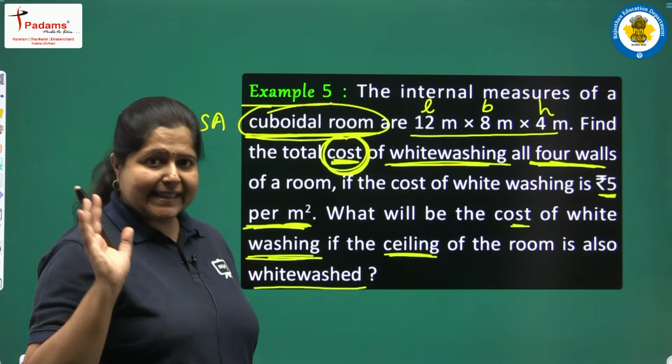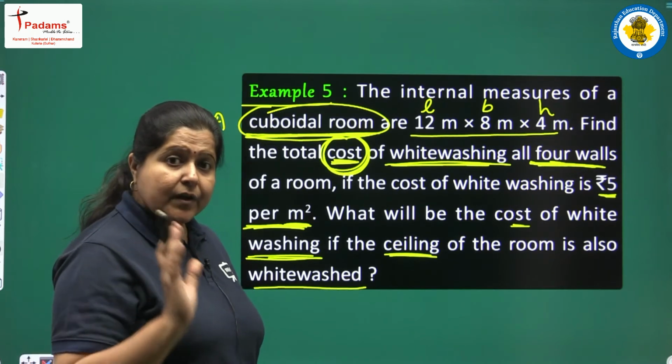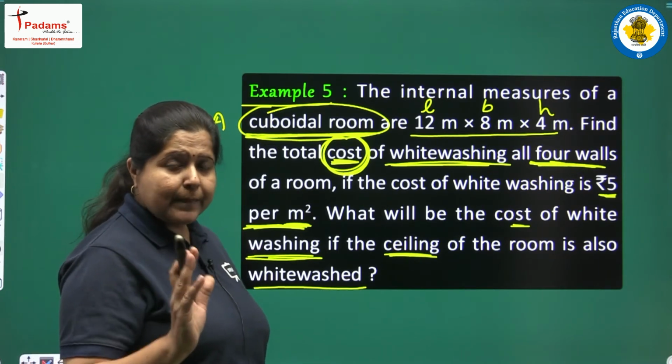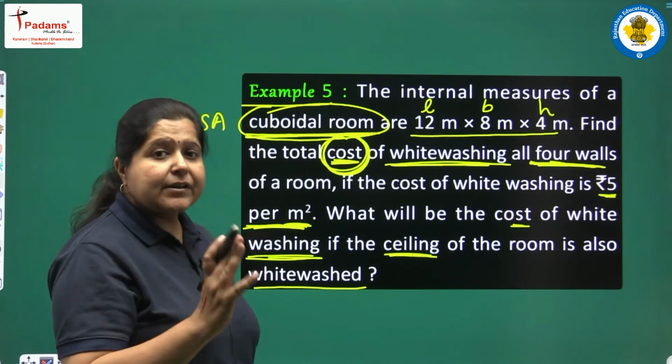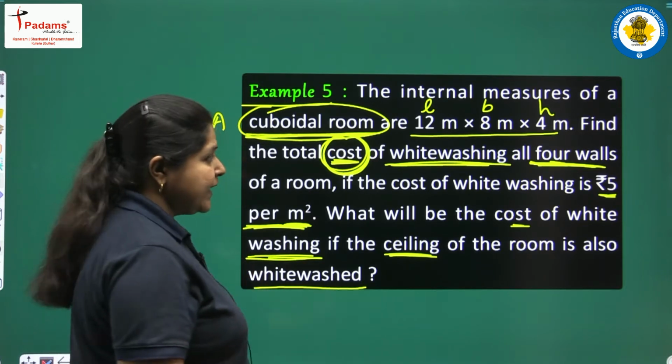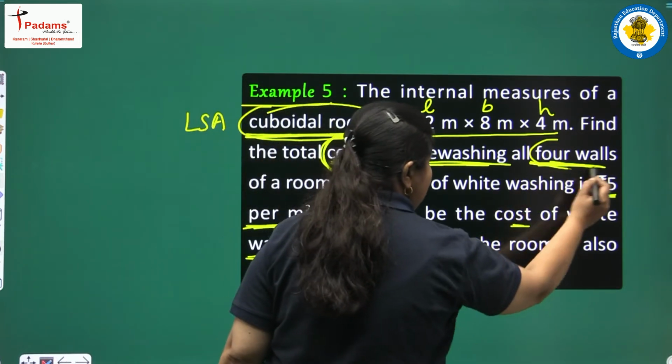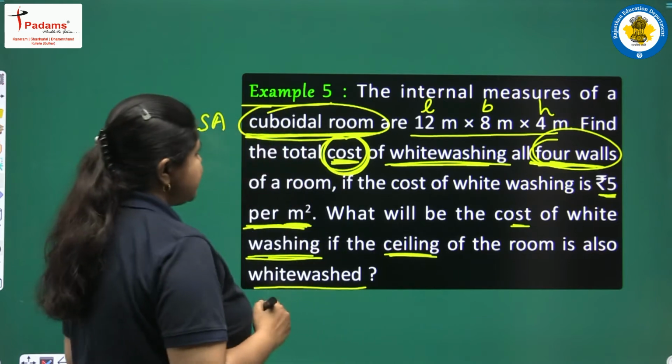I hope the question is clear. We now start the solution. First we write the length, breadth and height of the room. Then we will find the lateral surface area of the room, because here we have to whitewash the 4 walls of the room. We take the next page.